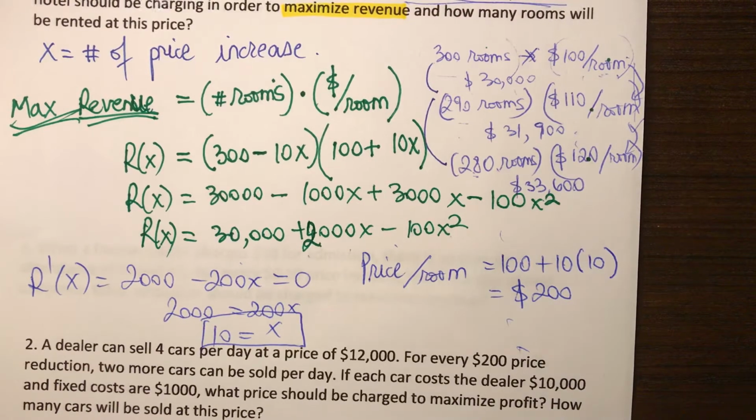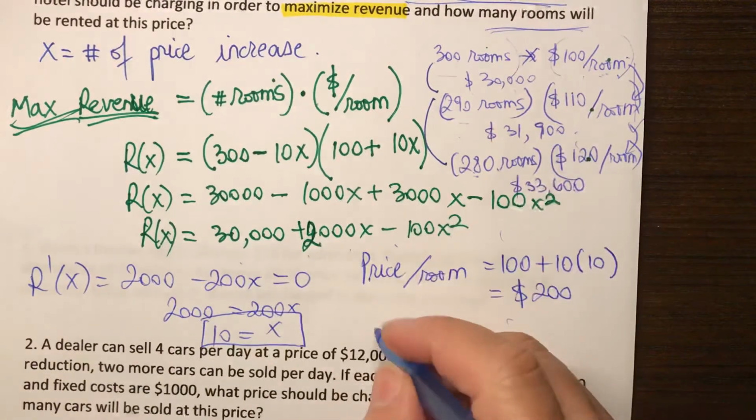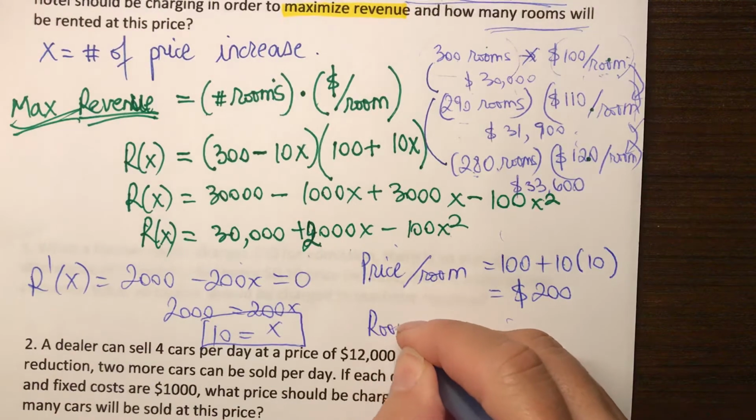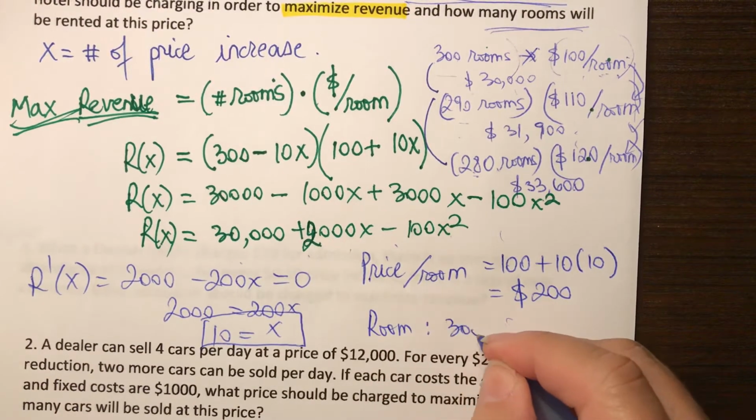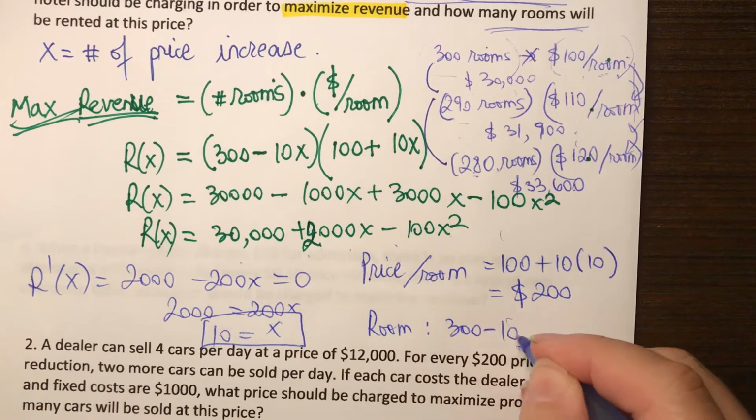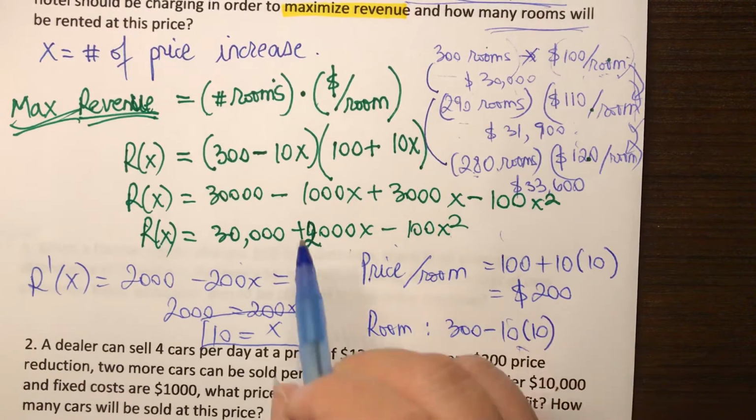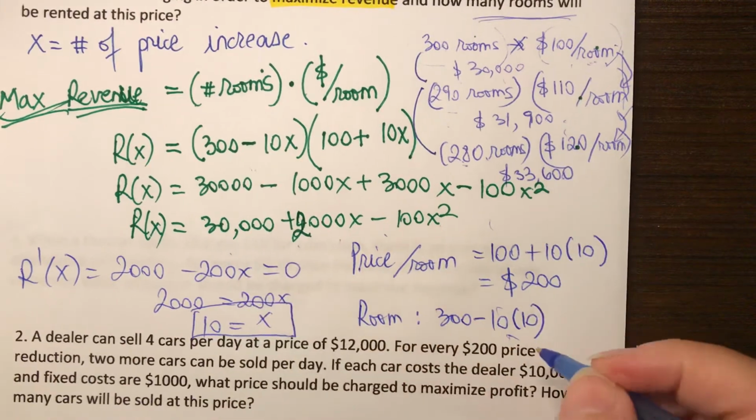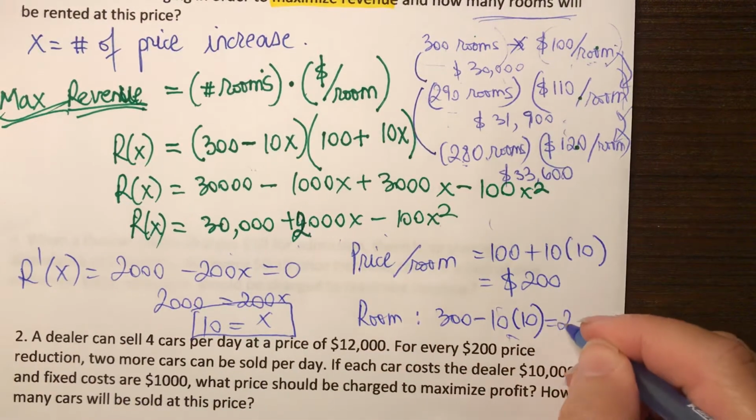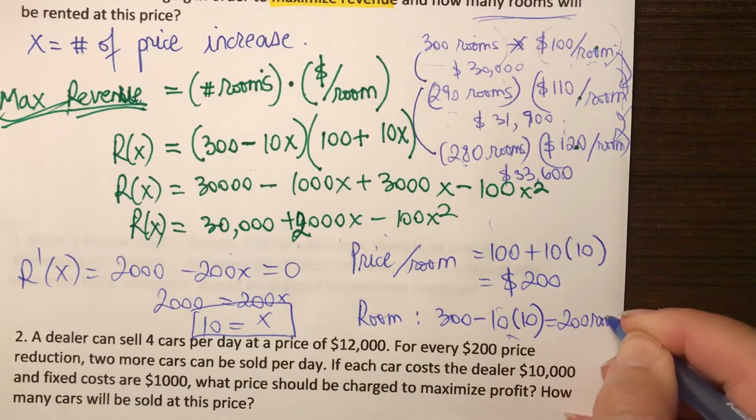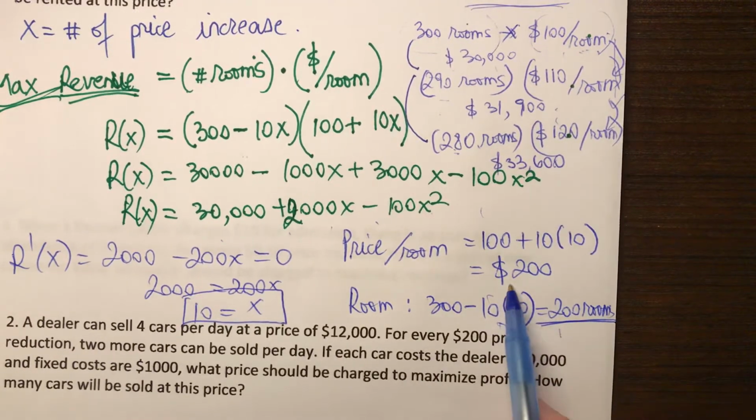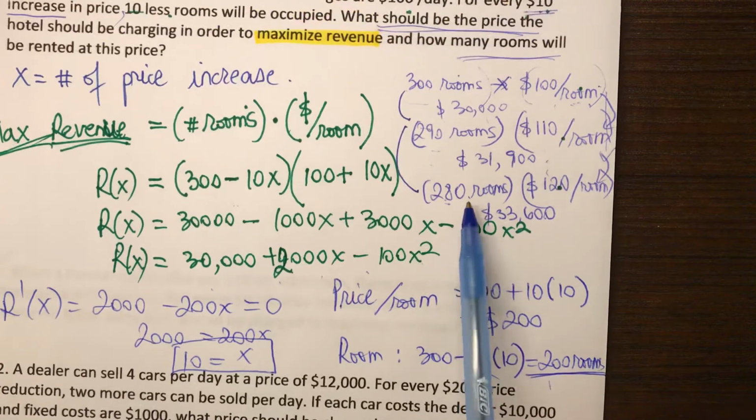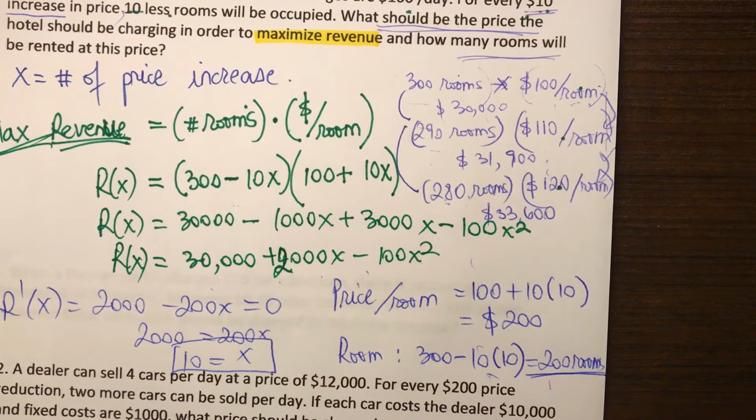And how many rooms will be rented at this price? So the number of rooms rented at this price will be 300 minus 10 times, we said x was 10, right? So that's 100, so that's going to be 200 rooms. So we're going to push 200 rooms at $200 a piece. That's going to make a total of $40,000 in revenue. Okay, so that's just how easy it is.